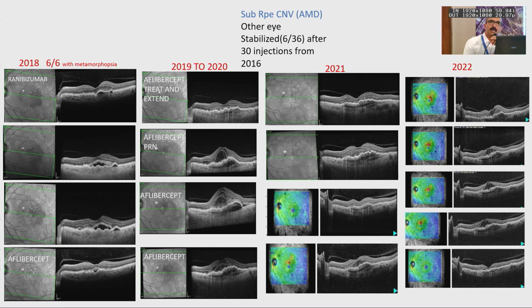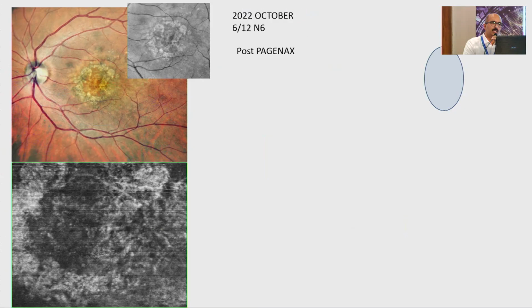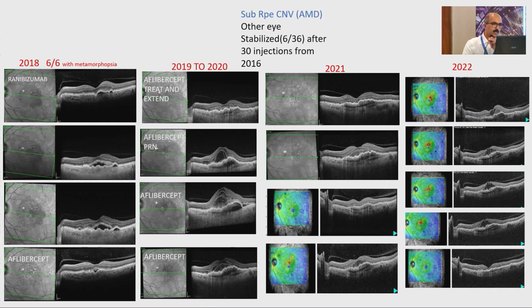So I chose aflibercept. You know, it has got a longer duration of action and it has got a better drying effect. I did not choose brolucizumab because... I preferred aflibercept. So for 2 years, from 2019 to 2020, I'm managing this patient with aflibercept. Initially, I gave a loading dose of monthly aflibercept followed by aflibercept every 2 months. So they come once in 2 months and I keep taking the injection.